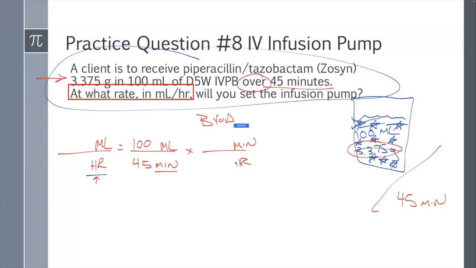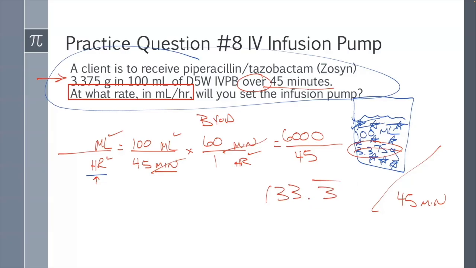There's a conversion. That tells me it's 60 minutes for every 1 hour. That gets rid of my minutes, and now I'm left with milliliters on the top, which I need, and hours on the bottom, which I need. Ding. You've arrived at your destination. Get out of the car, do some math. 45 times 1 is 45. 100 times 60 is 6,000. 6,000, leave that in my calculator, divided by 45 gives me 133.3 repeating. Okay, I'm going to round that to the ones place. Look to the right. 4 or less, we're going to let it rest. So 133.3 or 133, same thing.